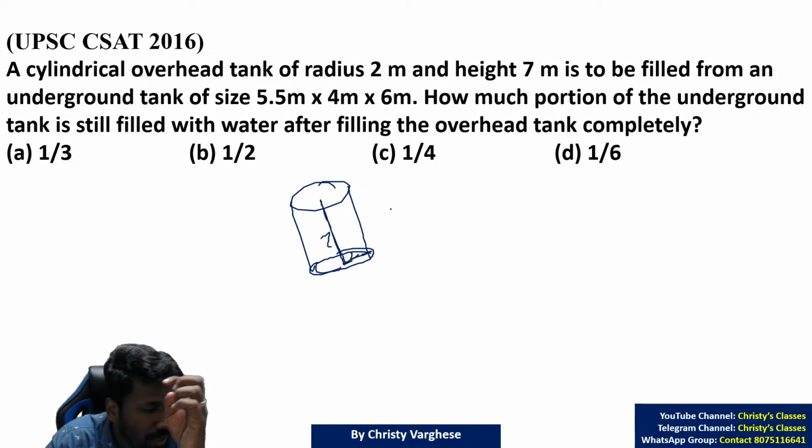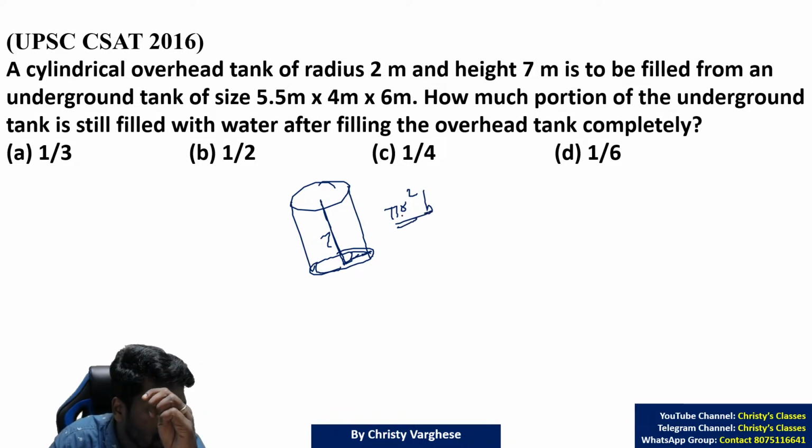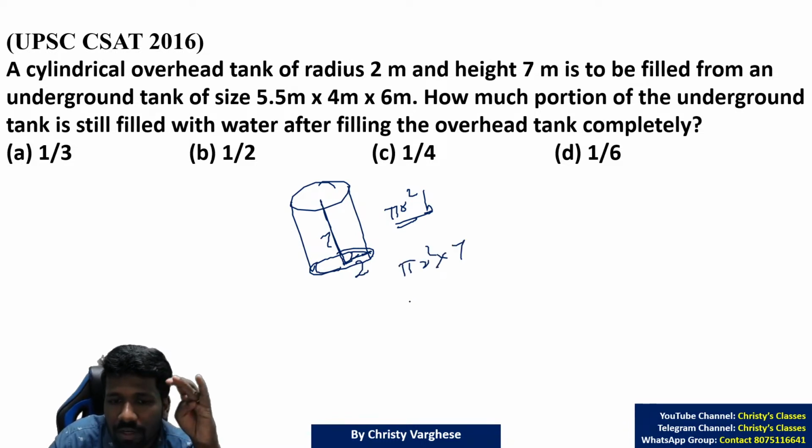So what will be the volume? Pi r square h. You don't have to memorize it. I told you base area into height. Base area is a circle, na? Circle area is pi r square. So into height means it is pi r square into h. The radius is 2, so pi 2 square into 7. That is 4 into 7, 28 pi will be the volume of the cylinder.